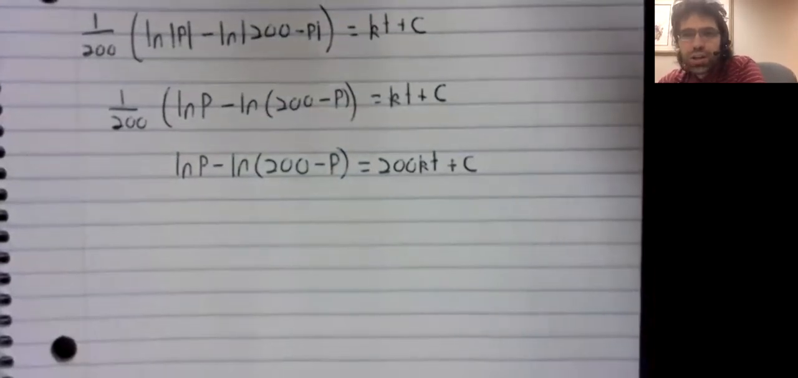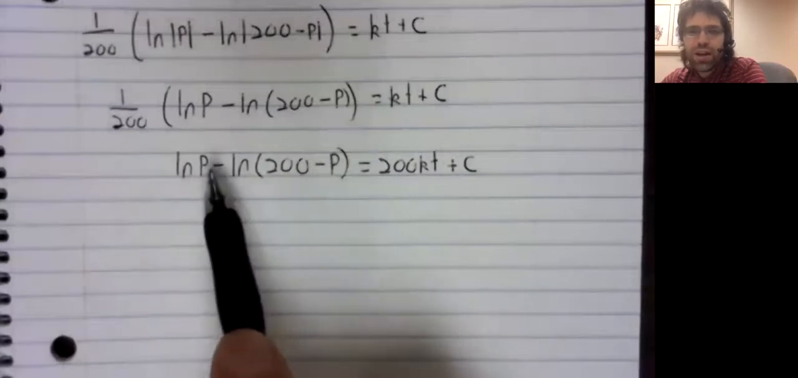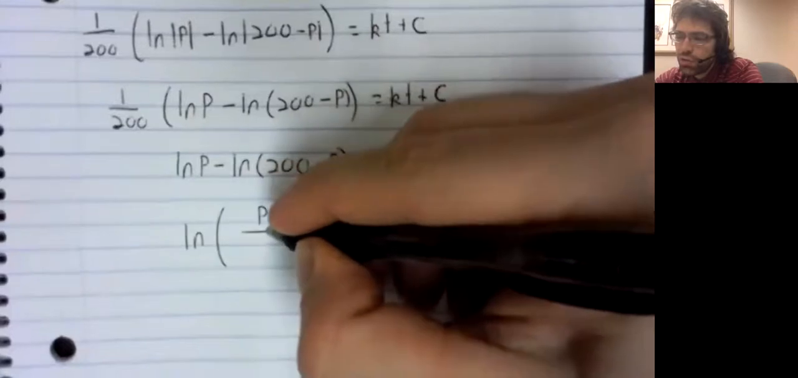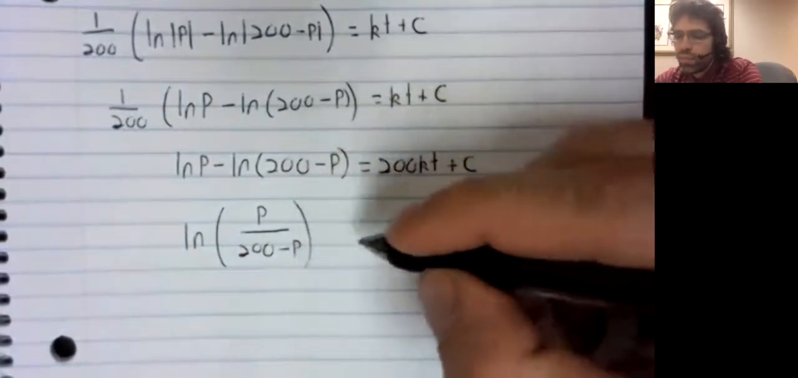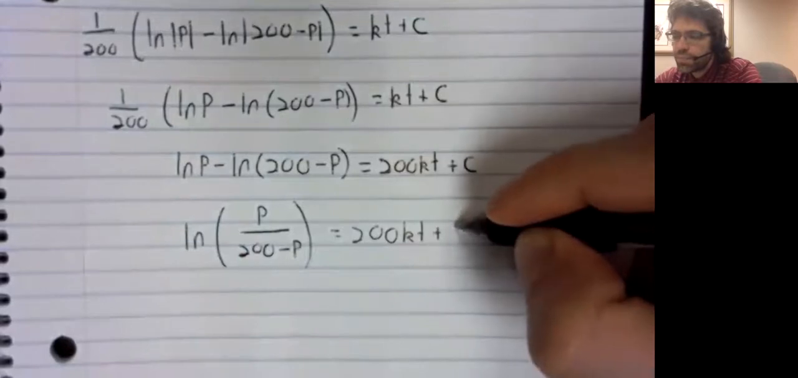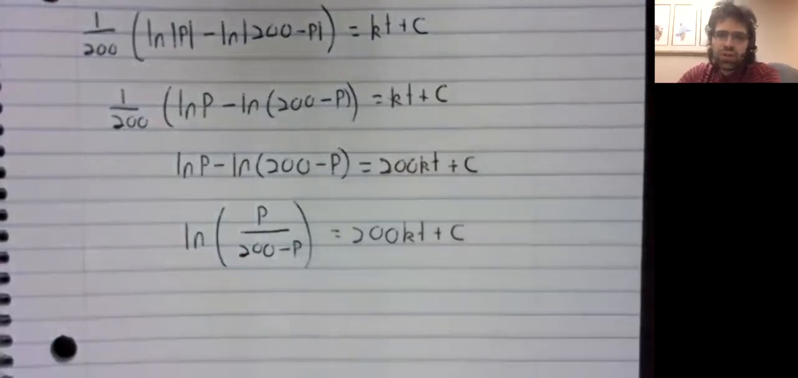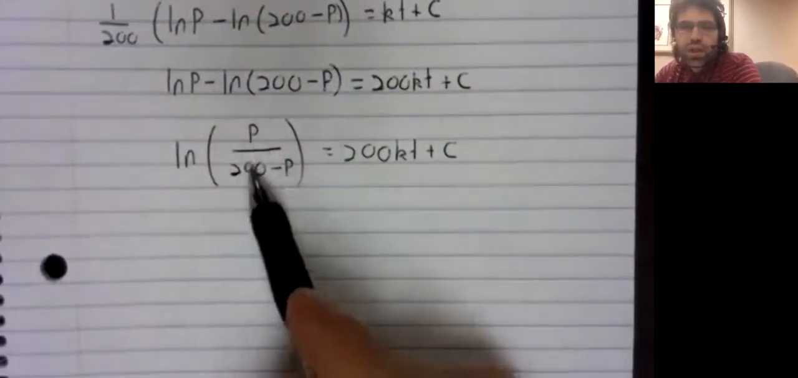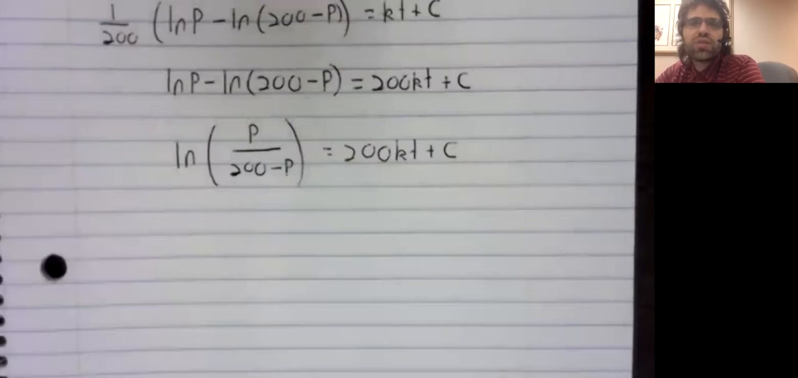Now, here's where our college algebra comes in for a test. Do we remember how to simplify this? One natural logarithm minus another natural logarithm is the natural logarithm of the quotient. And we want P ultimately. P equals something. So we certainly don't want our P stuck inside this natural logarithm. Let's take the exponential of both sides.